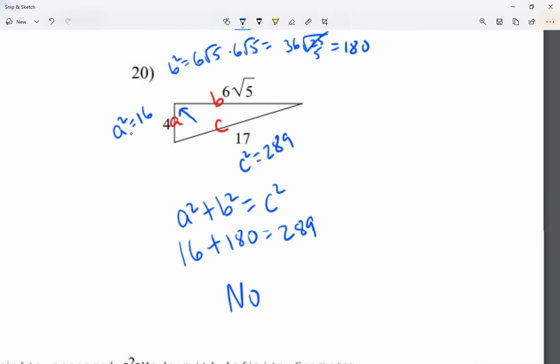Later on in this unit, we're going to learn whether this is more than 90 or less than 90. We're going to learn that. That's coming up.